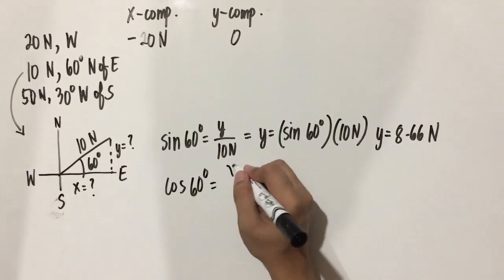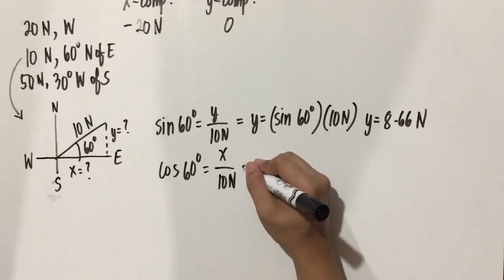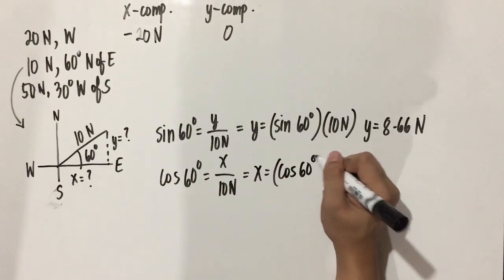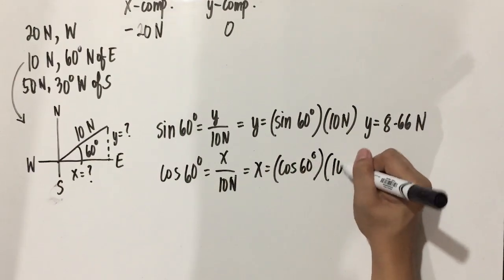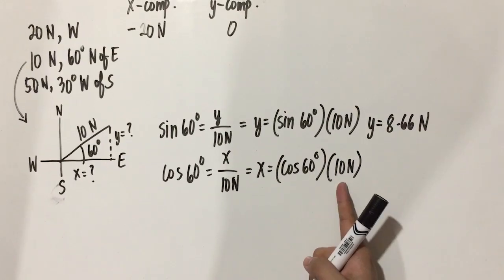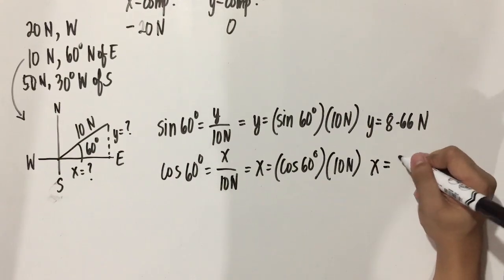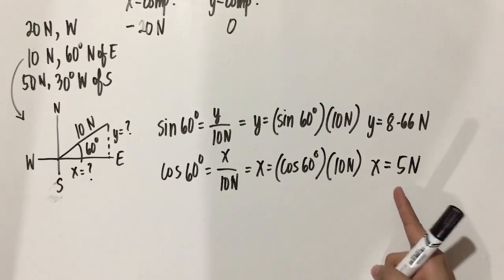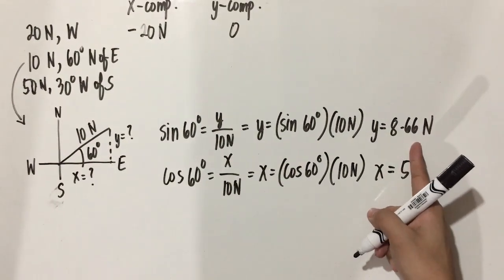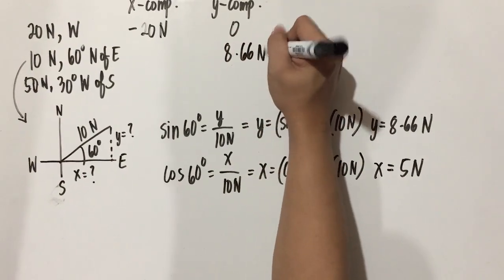Okay, so let's do the other way around for the other component x. That is cos 60 degrees because it is adjacent over hypotenuse based on our given. So you know how we do that. So cos 60 degrees multiplied by 10 newtons. Whatever the value of cos 60, you have to multiply that by 10 newtons. So the answer for x is 5 newtons. So that is on the first quadrant. So all of these values are in positive sign. Okay, so let's write it there on the y component. 8.66 newtons.